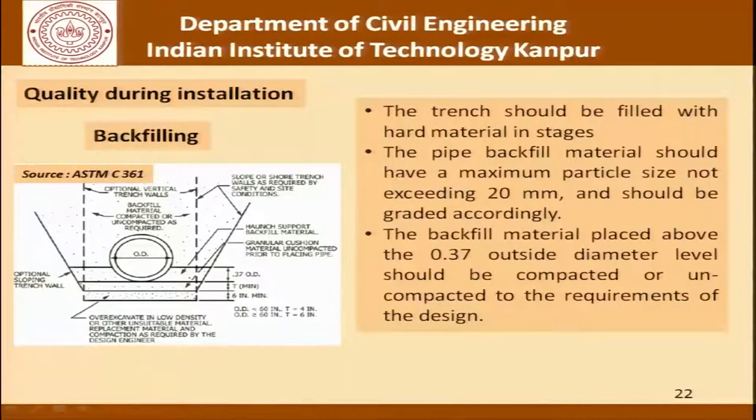Continuing, the trench should be filled with hard material in stages. The pipe backfill material should have a maximum particle size not exceeding 20 mm and should be graded accordingly, and the backfill material placed above the 0.37 outside diameter level should be compacted or uncompacted to the requirements of the design. This is the 0.37 outer diameter level that we are talking about as far as this provision is concerned.